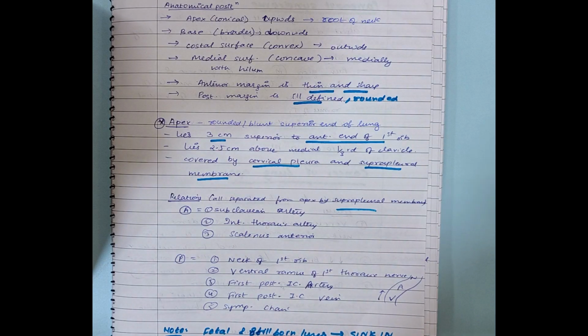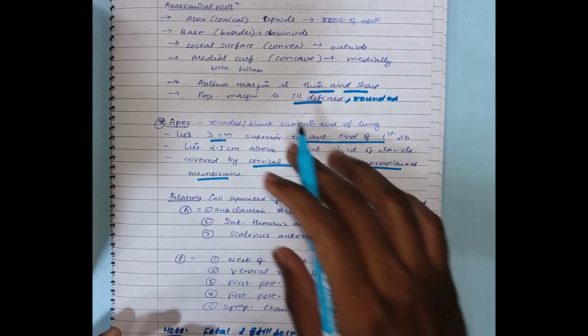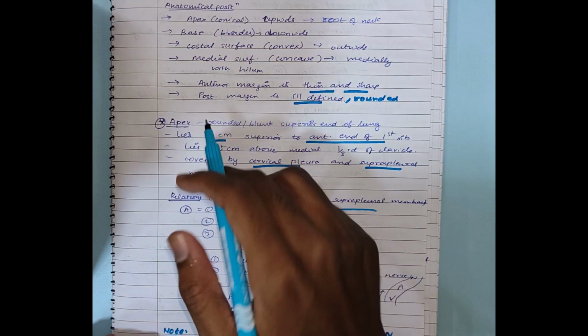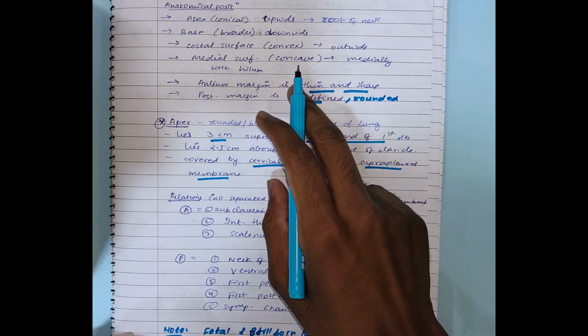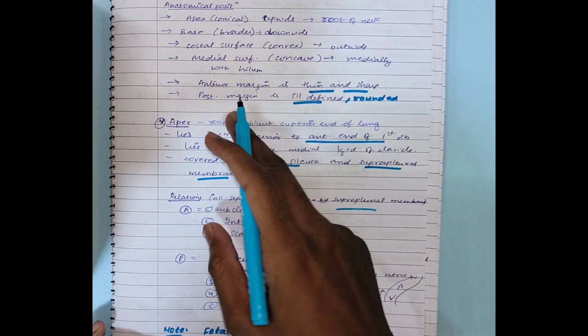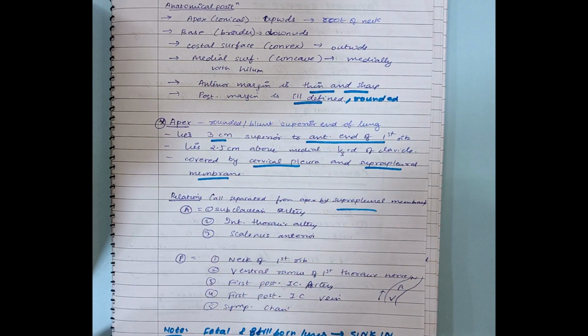Now if you are given a specimen of the lung and you are asked to hold it in an anatomical position, how will you hold it? For that you need to put the apex in such a way that it faces upwards. The apex is conical, so it should be facing upwards. The base should be facing downwards. The costal surface, which has got impressions for the ribs, should be facing laterally or outwards, and the medial surface should be facing medially, that is towards the mediastinum.